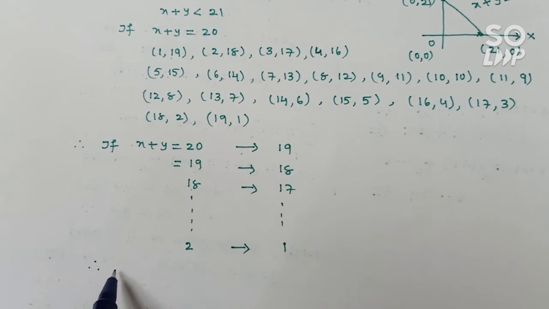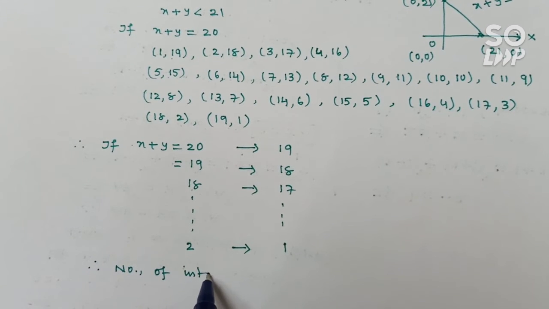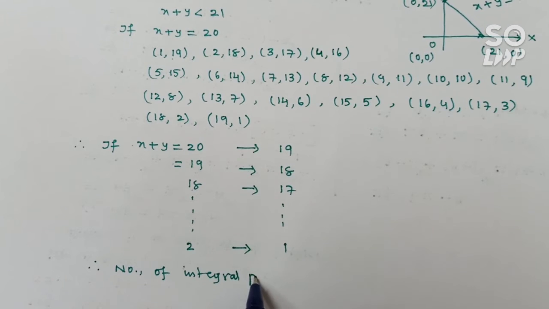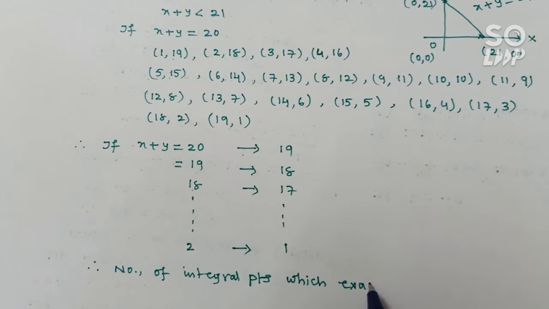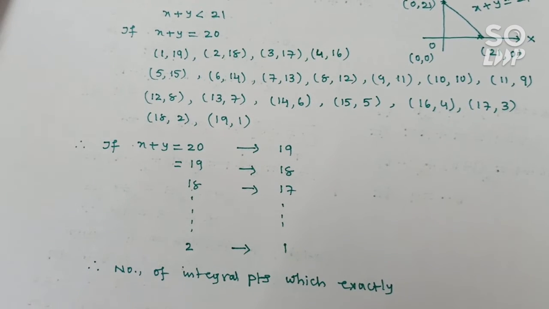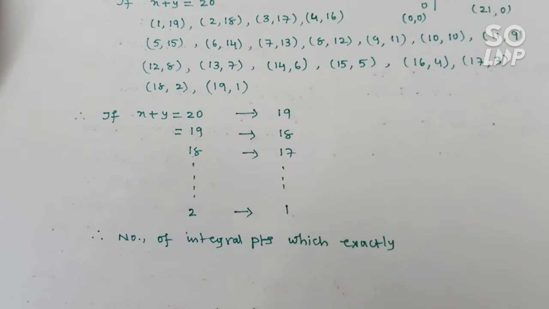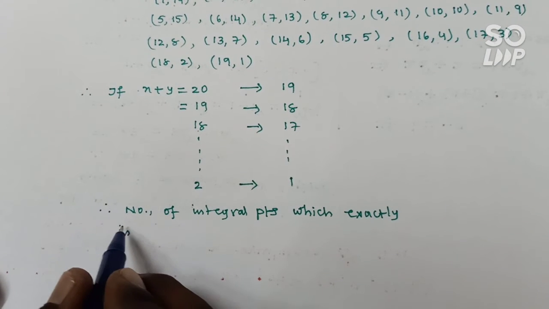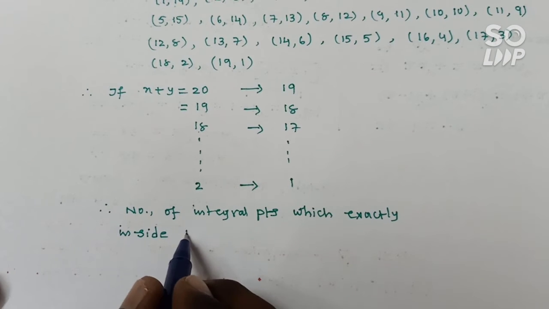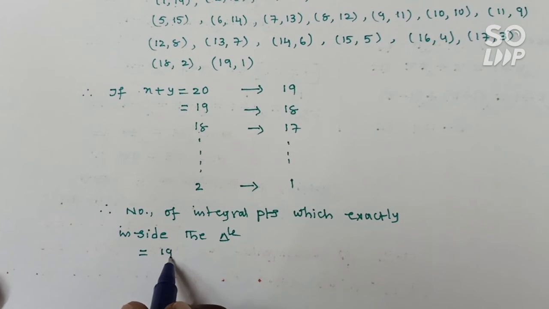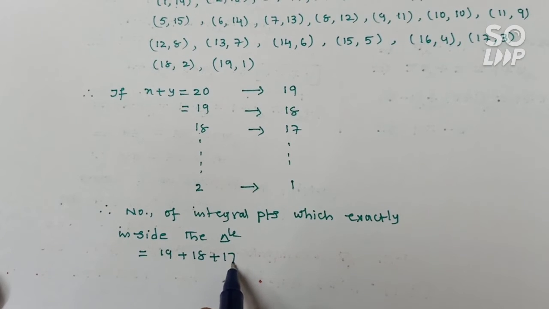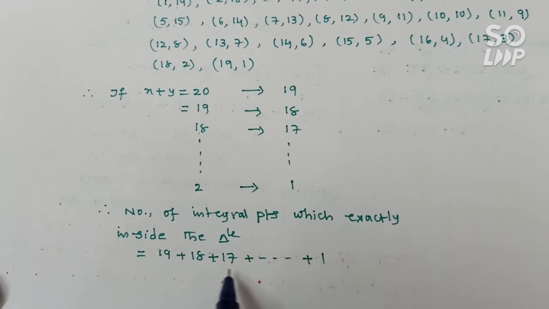Therefore, the number of integral points which lie exactly inside the triangle is equal to 19 plus 18 plus 17 and so on plus 1. That means the sum of 19 terms.